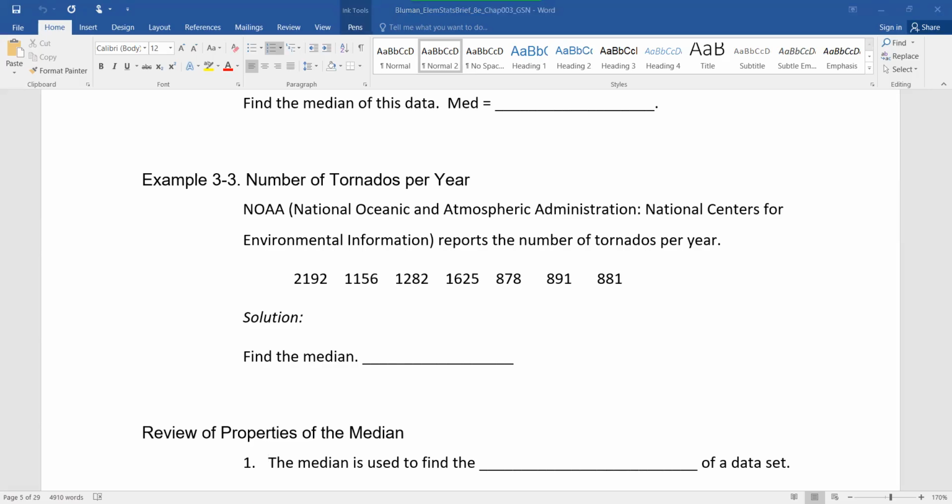So I'm going to go 881. Nope, I lied. There's one smaller than that one. 878. Then 881. 891. 1156. I could technically just stop here because I could see that out of 7 numbers, the 4th number is my middle. So yeah, I could just stop there. If you wanted to finish it off, you would see that it would still get to that point.